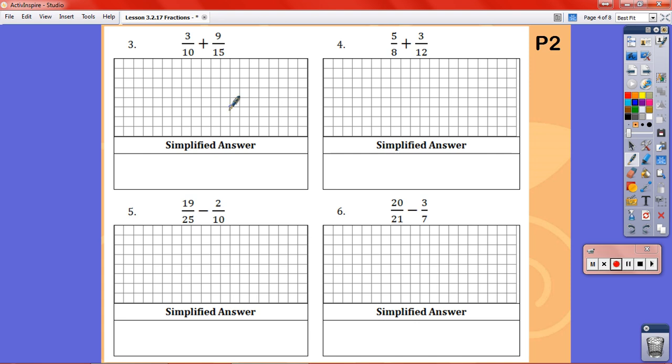Okay, 3/10 and 9/15. First, can we simplify? 3 and 10 have no factors in common, so no. 9 and 15 do have a factor in common. They can both be divided by 3. If I count by 3s, I get 3, 6, 9, 12, 15. So divide by 3. And we get 9 divided by 3 is 3, 15 divided by 3 is 5. So 3/10 and 3/5, but that still won't work because fifths and tenths are different. But if I multiply the fifths by 2, then I get tenths.